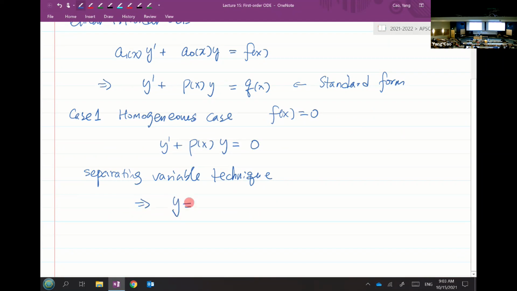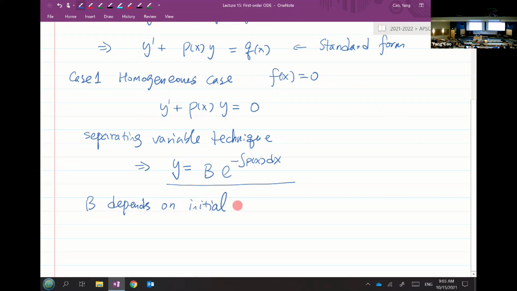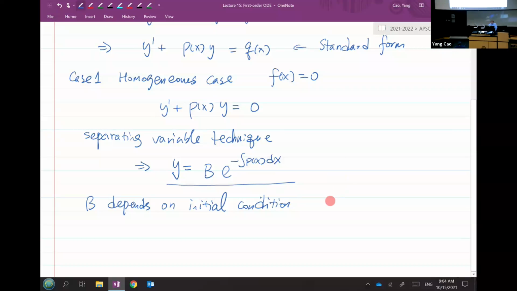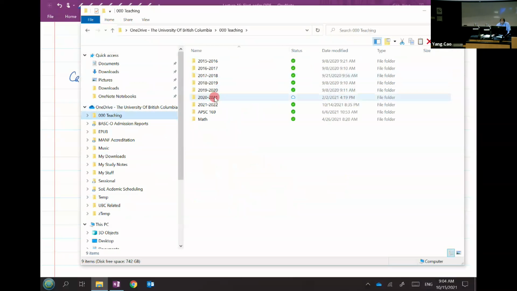So y equals basically a constant B, multiplied by e to the power negative integral of p(x) dx. Okay. So this is where we ended up from the previous lecture. We said B depends on the initial condition. B value could be positive, could be negative. So B could be either value. So I'll show you one graph here from my lecture notes.